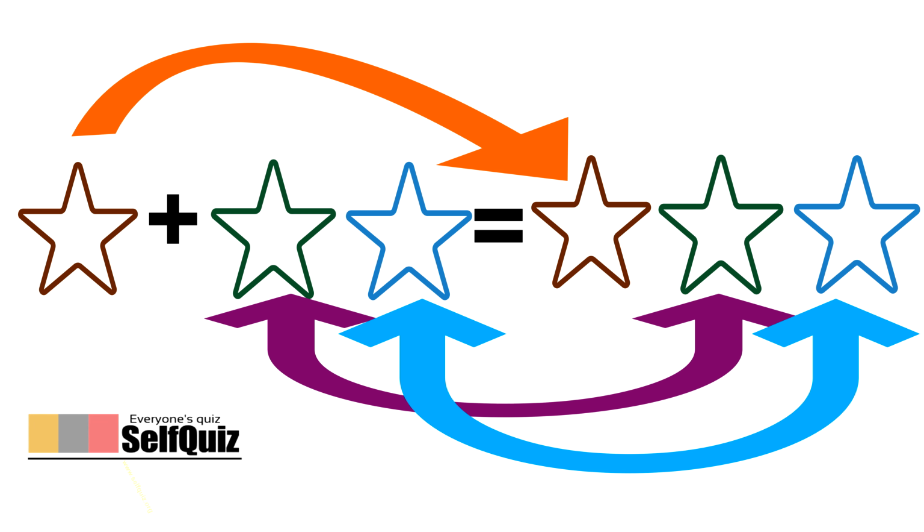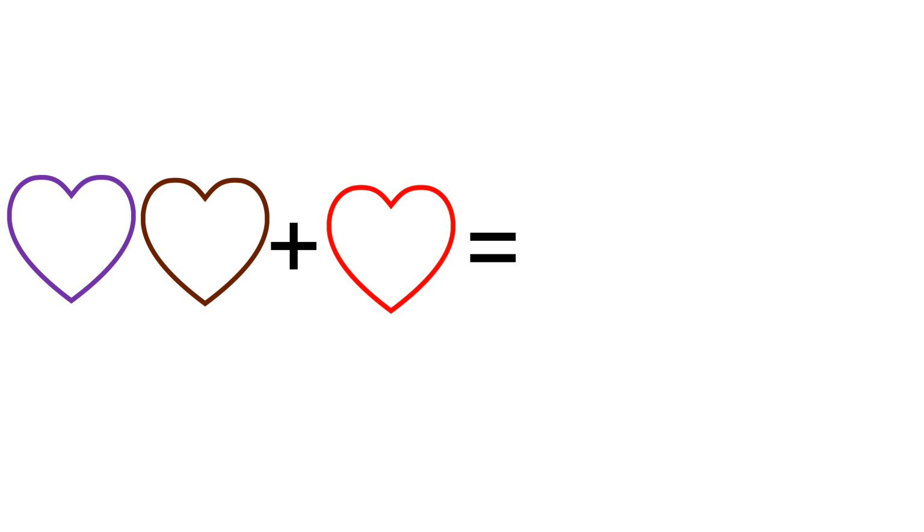Let us try another example. 2 hearts plus 1 heart equals? How many hearts in total? Now, let us add them together. Let us count the hearts one by one. 1, 2, plus 1 equals. We will move all the hearts after the equal sign.